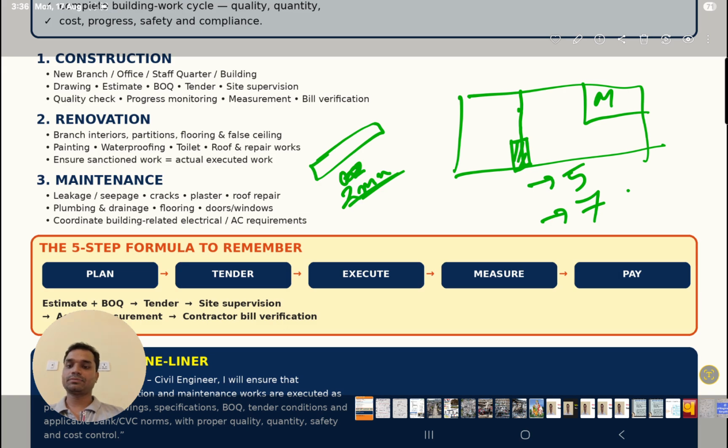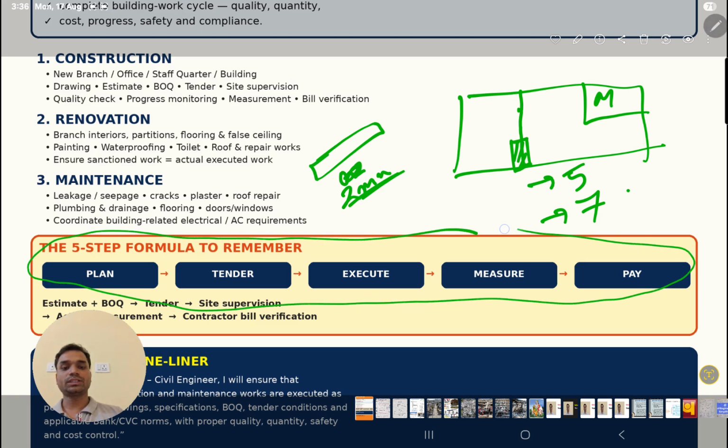The basic steps are: plan, then tender, then execution, then measure, and then pay. So these are the basic fundamental steps. This flow chart is also important. This one is 1, this one is 2. These two questions are generally asked in all types of PSUs, specifically in banks also. In the next video we will discuss the next role and responsibility of a technical officer in any PSU bank.